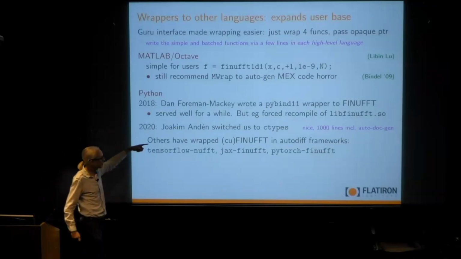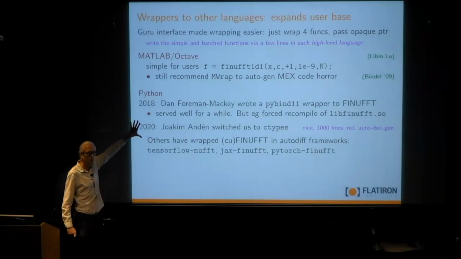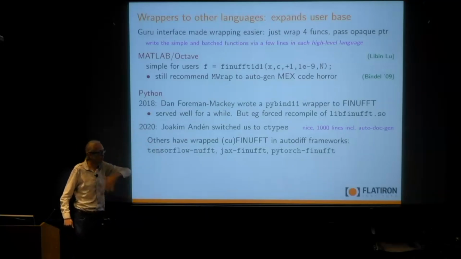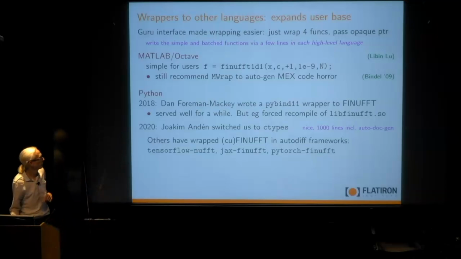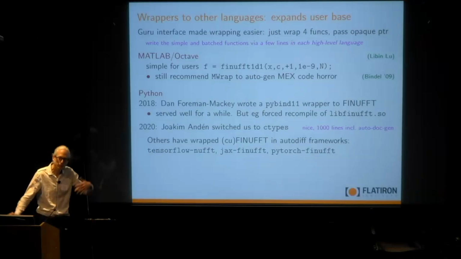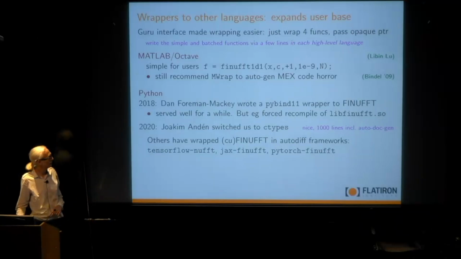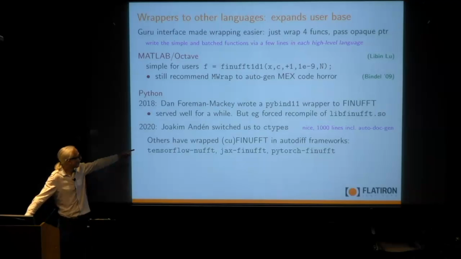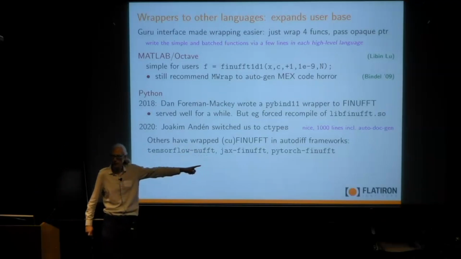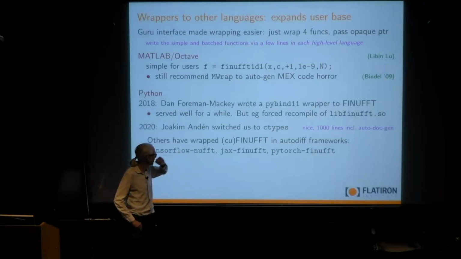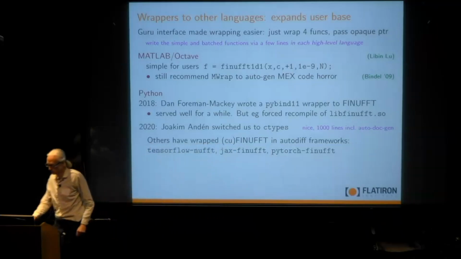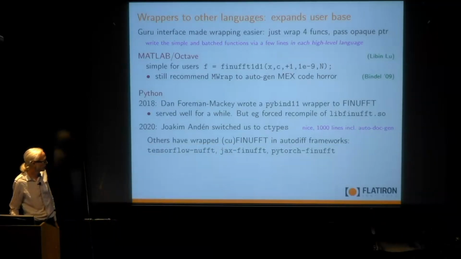So Joachim then switched us to ctypes. This will echo what Brian talked about yesterday. It's only 1,000 lines, and that includes all of this crazy auto doc generation stuff that Joachim did, which I don't understand. And that's what also happens when multiple people work on a project. So, okay, I'll mention some other wrapping of FINUFFT to auto-diff frameworks that Steve was talking about yesterday, including a local one, PyTorch FINUFFT, that Michael Eickenberg has pioneered just recently.